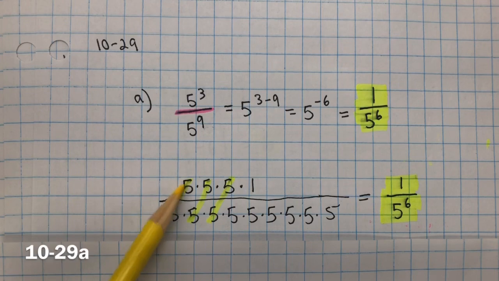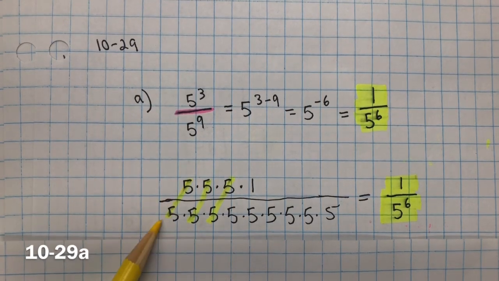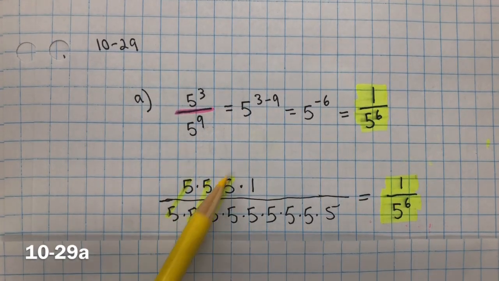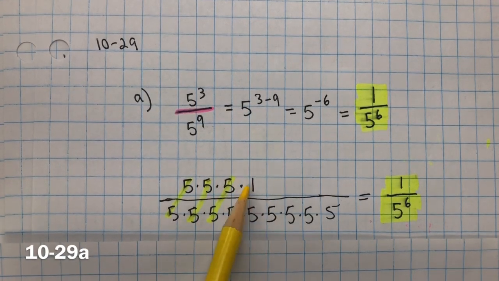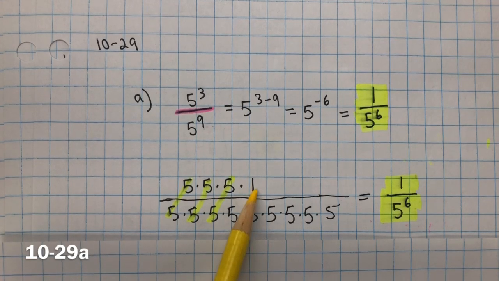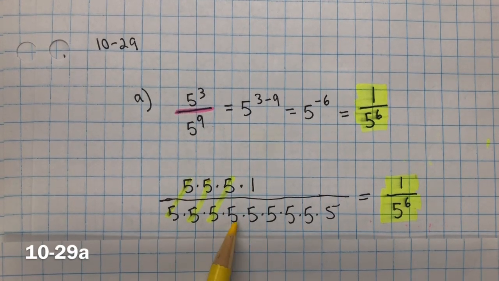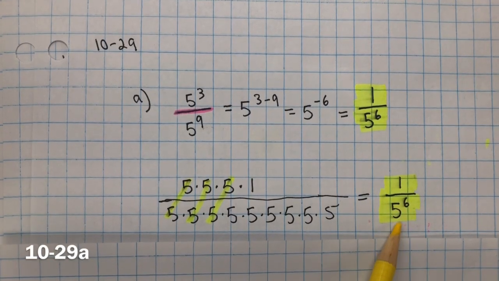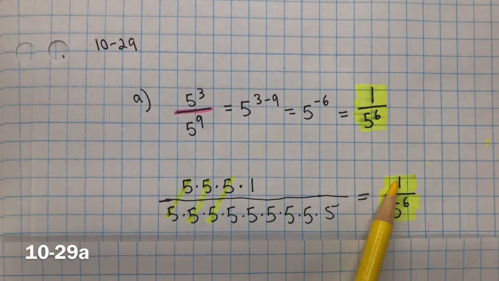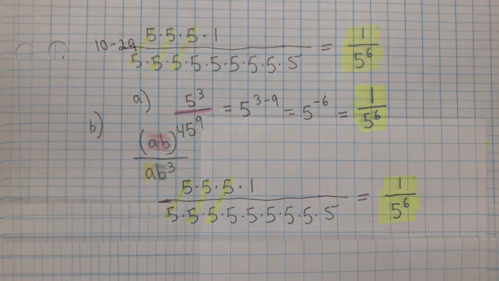Here is 5 divided by 5, which is 1. This is a big 1. Another big 1. Another big 1. And so I can't have nothing up here. I need a value up here. So I put 1 there. And then I'm left with 1, 2, 3, 4, 5, 6. 5 to the 6th in the denominator, and 1 as a numerator.